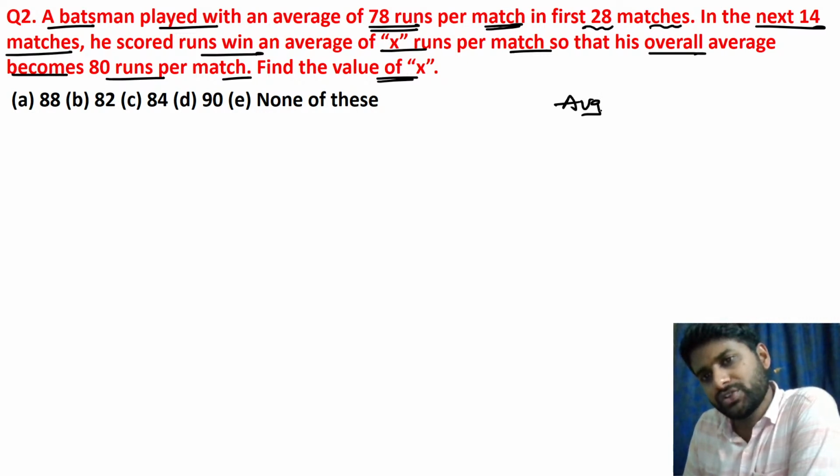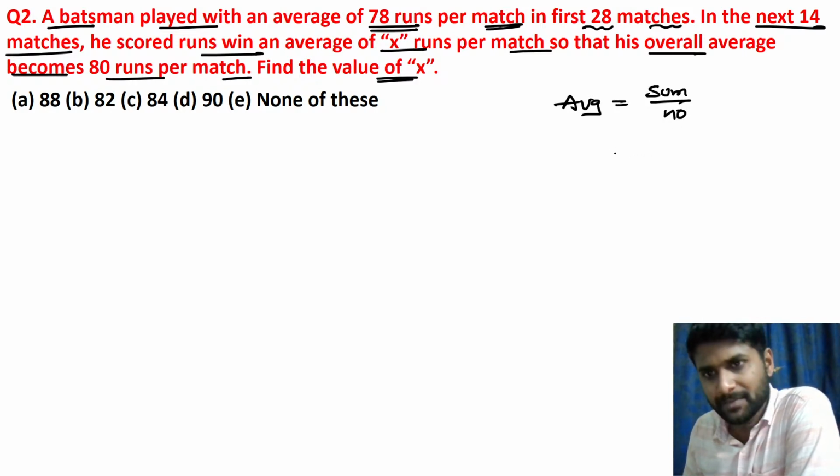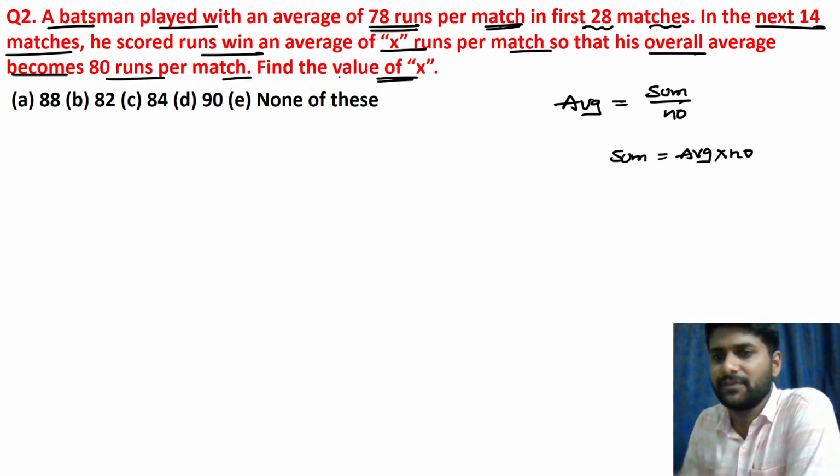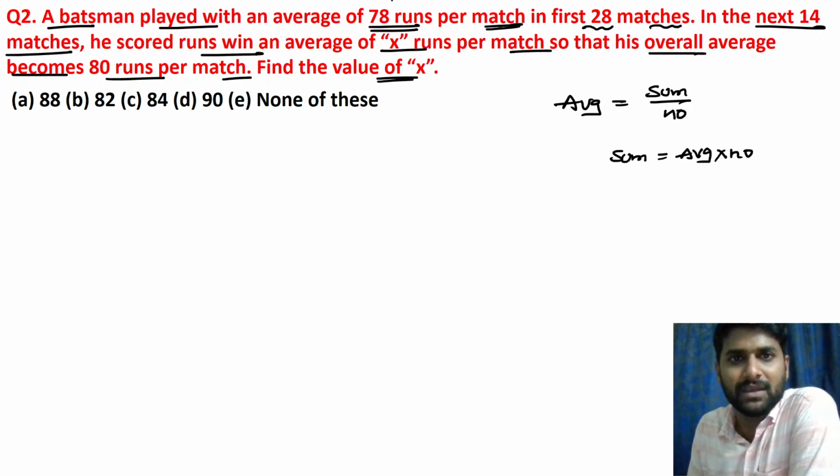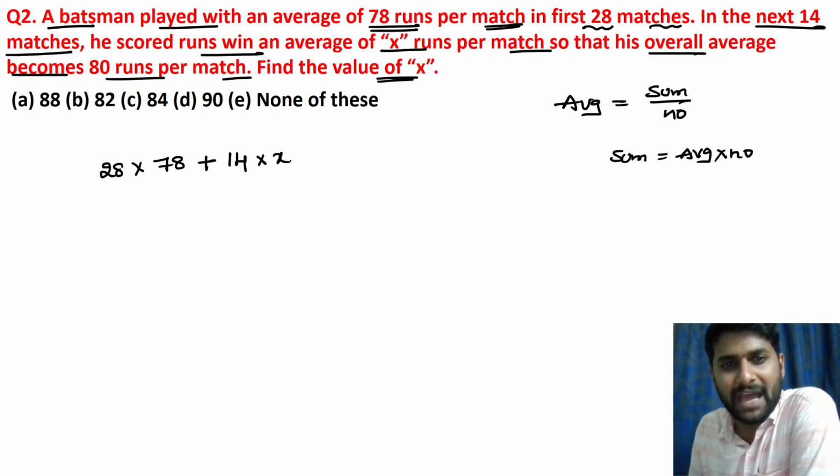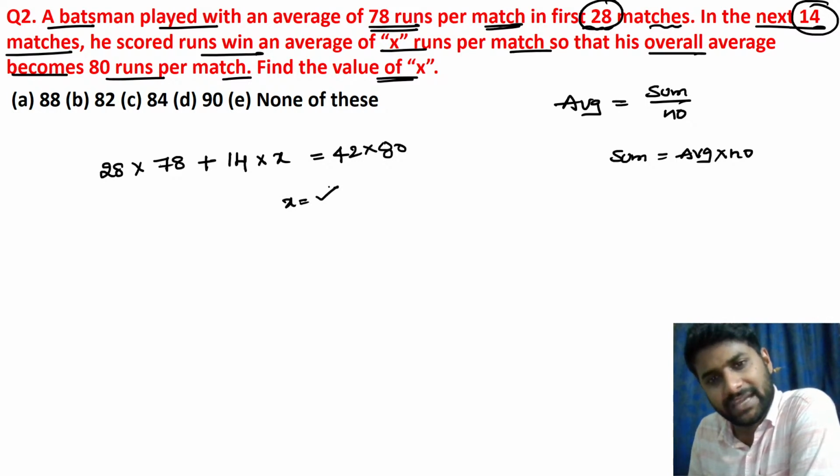The question is related to average. Average is equal to sum divided by number, which means the sum value is exactly equal to average into number. If you go with the average based calculation, initially the person played 28 matches with an average score of 78. For the next 14 matches, he was doing an average of X score. And finally, the total number of matches is 28 plus 14, so we have 42 matches and the average score is exactly equal to 80. If you solve this equation, you can get X.